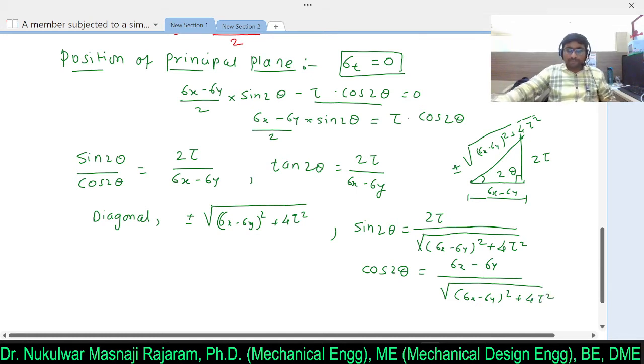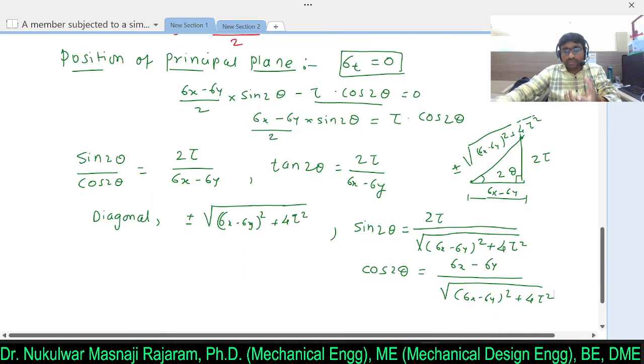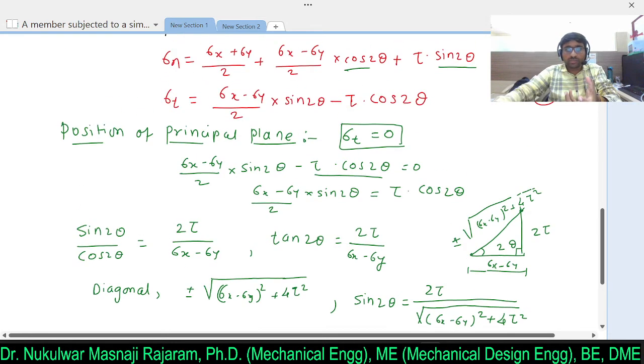Now by putting these two values, sin 2 theta and cos 2 theta, because we want principal stress, and principal stress we get from the normal stress by putting the value where the shear stress is equal to 0. जहाँ पे shear stress 0 होता है वहीं आपका normal stress रहता है, जहाँ पे shear stress 0 होगा उस normal stress को हम क्या बोलेंगे, principal stress बोलेंगे. So in this equation we want to evaluate cos 2 theta and sin 2 theta. From this diagram we evaluate the sin 2 theta and cos 2 theta.